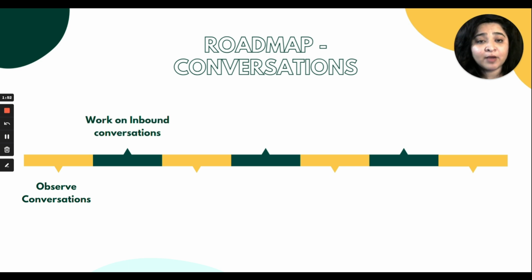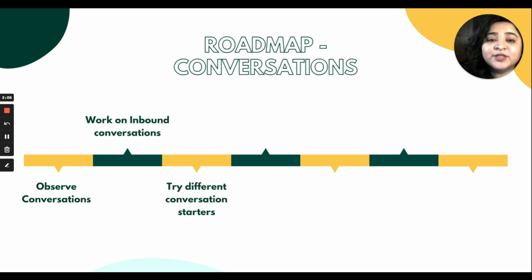The next thing that you can do after observing is to put it into action by working on inbound conversations, or conversations that people start with you. Whenever someone starts one, take this as an opportunity to build your conversations in a better manner. Once you're feeling more confident with inbound, try outbound conversations, where you start conversations with new people with different types of starters.